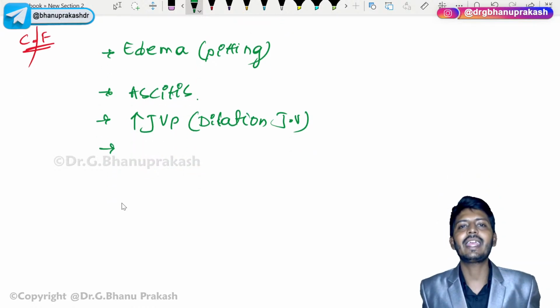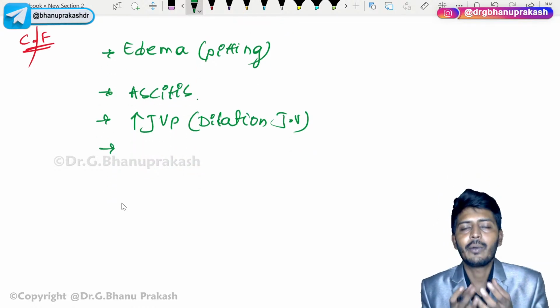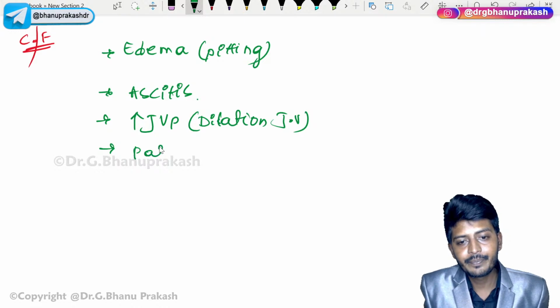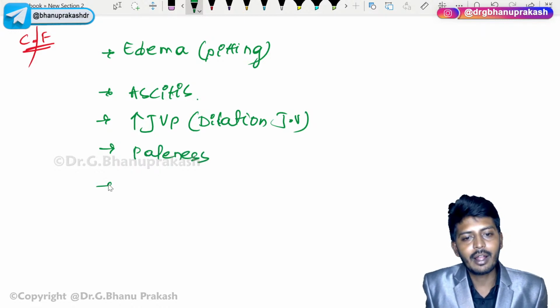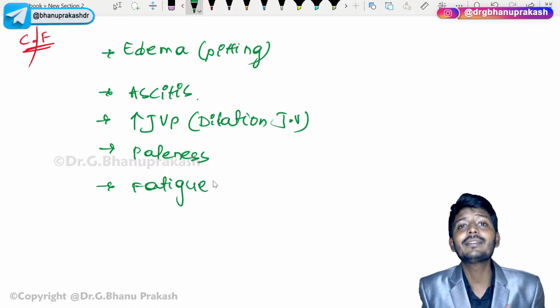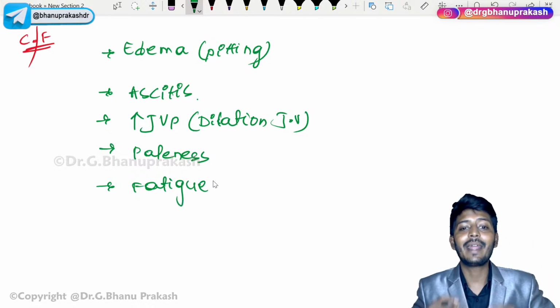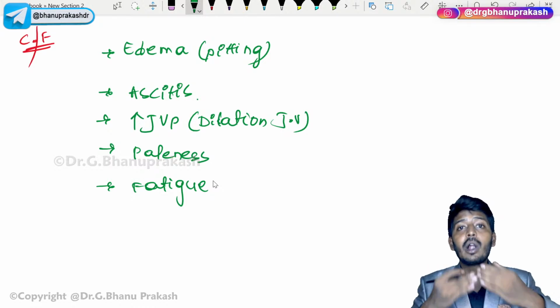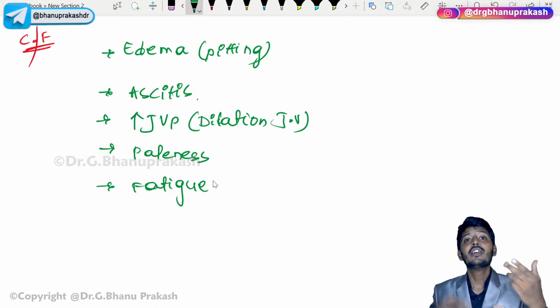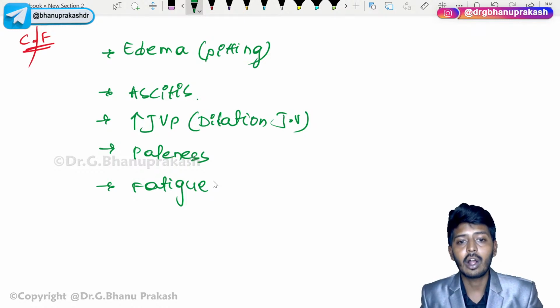Apart from that, the patient can have paleness and a non-specific symptom, that is fatigue. But fatigue is a very important symptom also. Why, sir? Because fatigue highlights that the oxygen demands of the body are not met. If there is no sufficient supply of oxygen, that will lead to easy tiredness and fatigability, which will affect daily activity also.